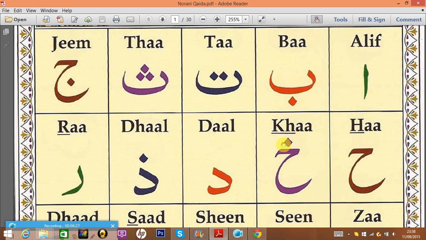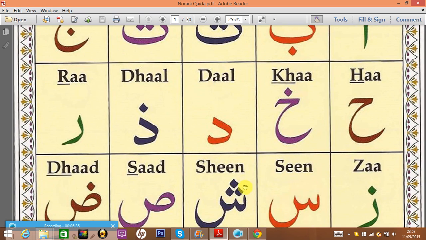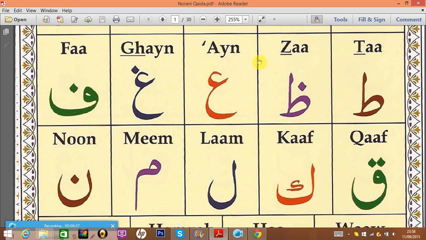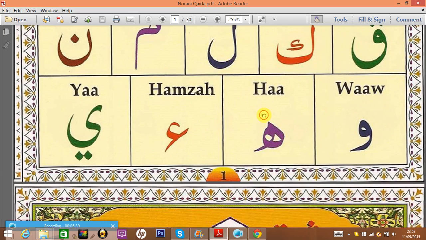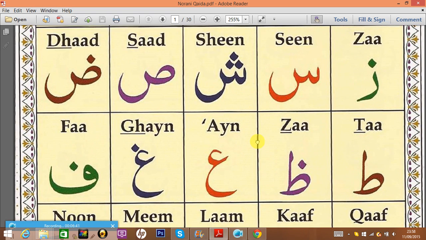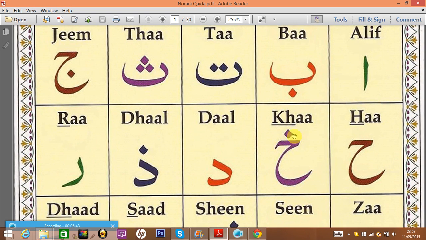Okay, so how many letters have one dot downside? You will start from the alif, and the next is ba, which has one dot downside. There is only one letter that has one dot downside, that is ba. So make sure you remember it: whenever you see one dot downside in any kind of writing, that will be ba.